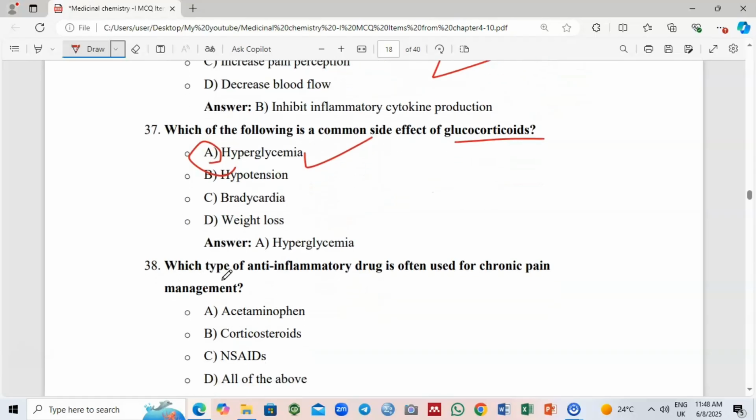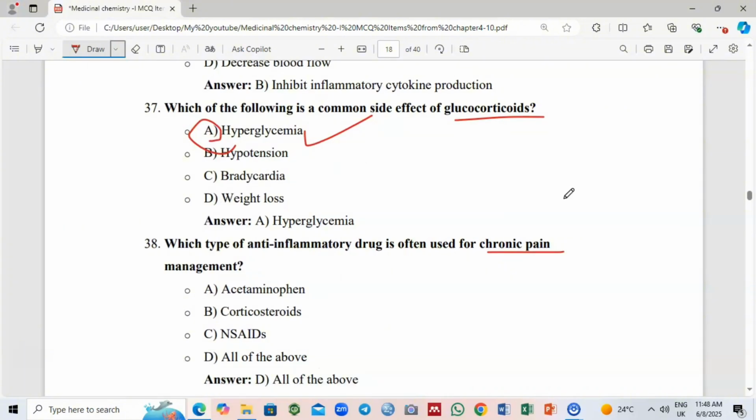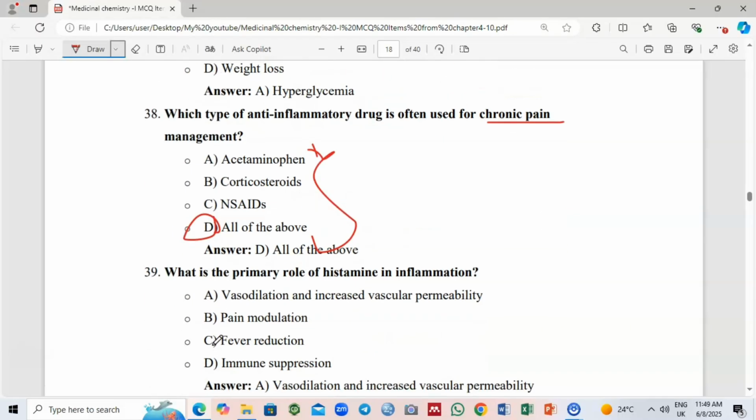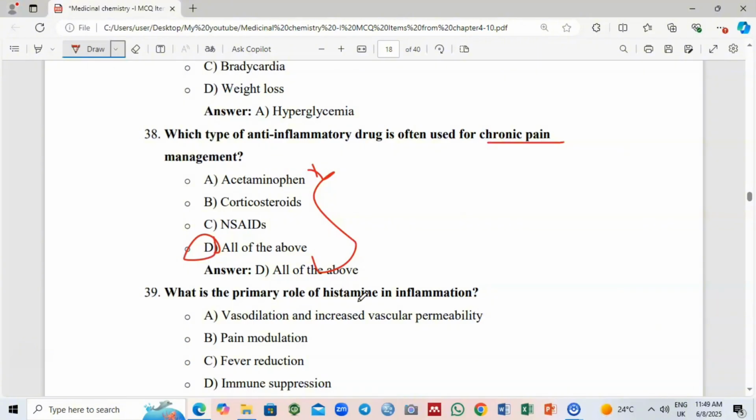Question number 38. Which anti-inflammatory drug is often used for chronic pain management? A. Acetaminophen. B. Corticosteroid. C. NSAID. D. All of the above. So as you know, all these drugs can participate in the treatment of chronic pain management. Therefore, D is the answer.